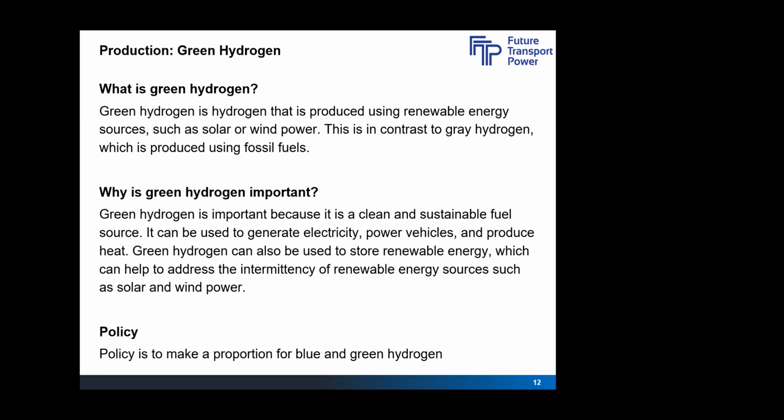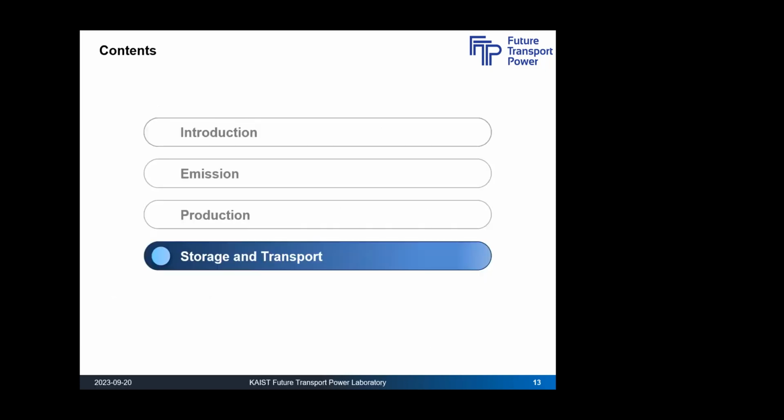It can be used to generate electricity and power and produce heat. Green hydrogen can also be used to store renewable energy, which can help address the intermittency of renewable energy sources such as solar and wind power. So basically, we can reuse it on any sort of platform if we use green hydrogen. And therefore, we need to think about policies. We don't have any policy for hydrogen right now, and that's why we tend to use gray hydrogen instead of green hydrogen or blue hydrogen.